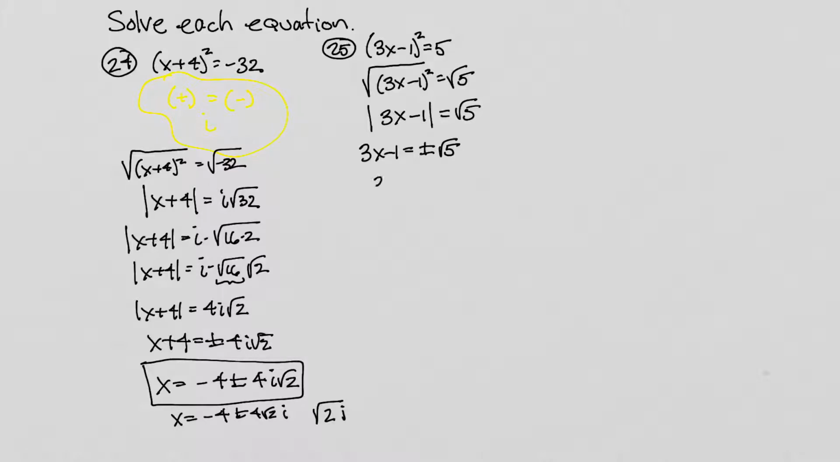Let's add 1. We'll get 3x equals 1 plus or minus square root of 5. And let's divide by 3. Now, I'm going to divide by this 3, and because I have no imaginaries over here, I'm going to divide the entire side by 3. So we'll get x equals 1 plus or minus square root of 5 all over 3.